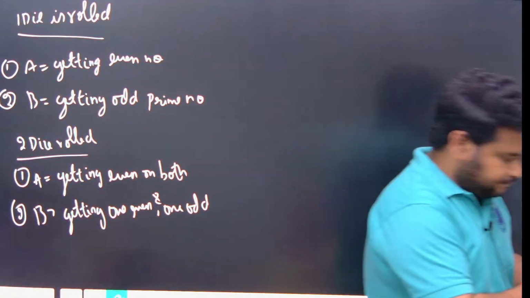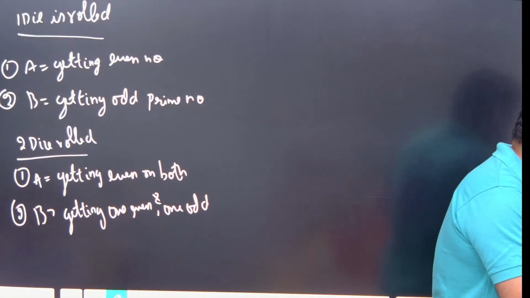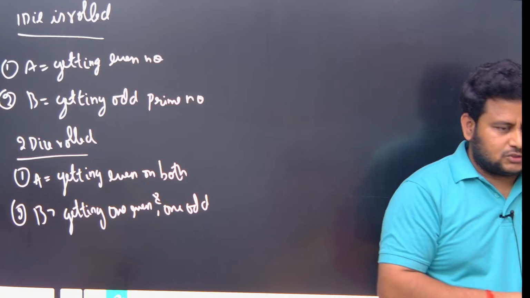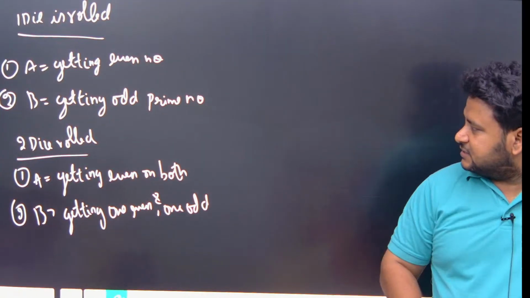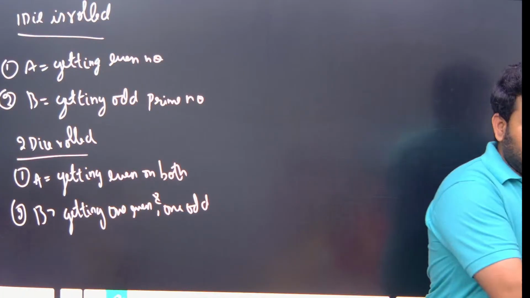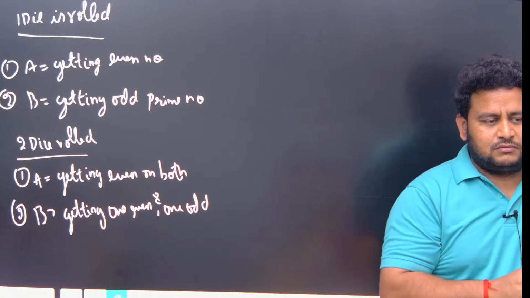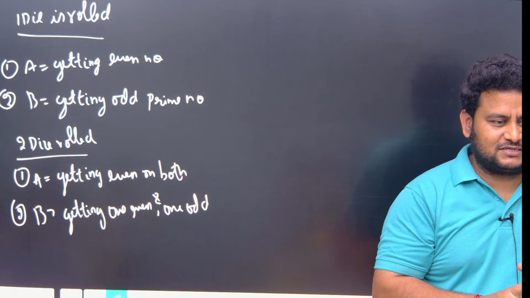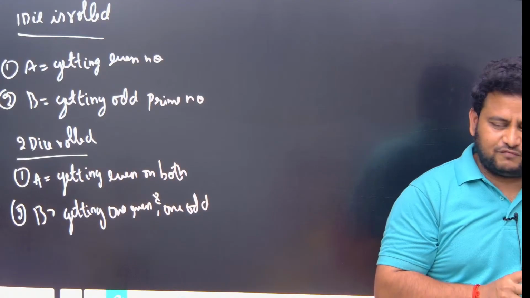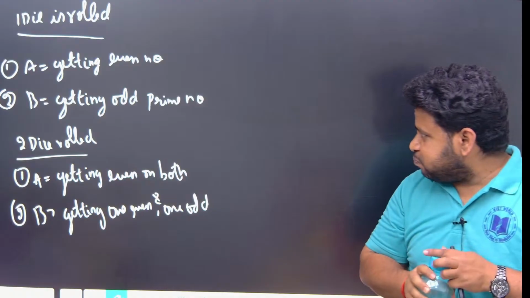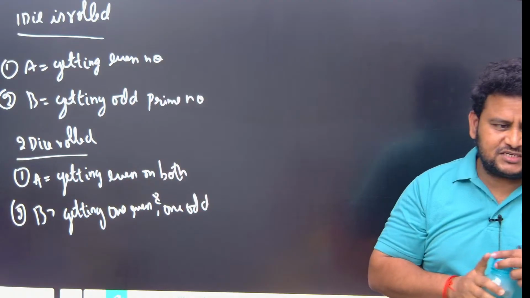Okay. Now what will happen? See, here one die is rolled. What they are telling is getting an even number, getting an odd prime. First of all, tell me the sample space. One die is rolled. What is the sample space? I am not asking the number of sample space. When I ask sample space, 1, 2, 3, 4, 5, 6. So n of S is 6.